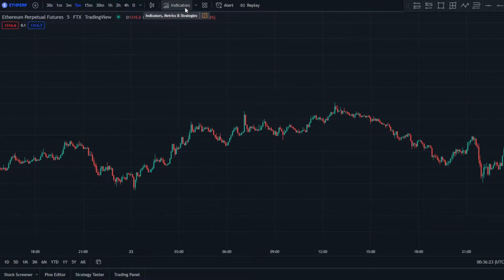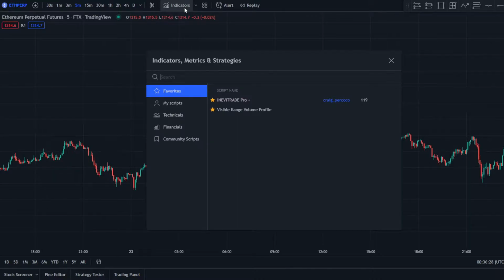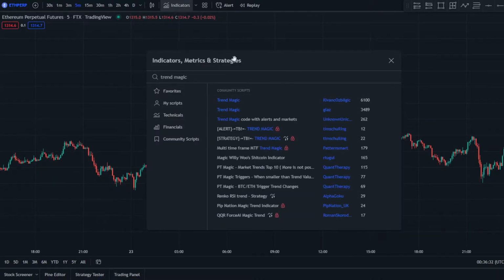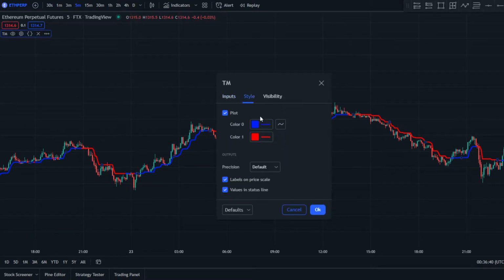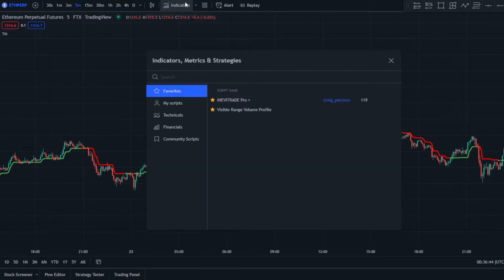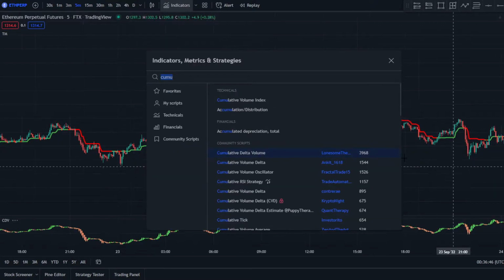So for this video, we're going to be trading with the trend. We're going to be using 3 main indicators. So let me bring you guys through the indicators. The first up will be a trend magic indicator. Search up trend magic, you see this by Kivench, and you see this blue and red line. So for this, very simple, we're going to change the color of blue to green, and that's all we'll be changing. Your next up will be your cumulative delta volume.